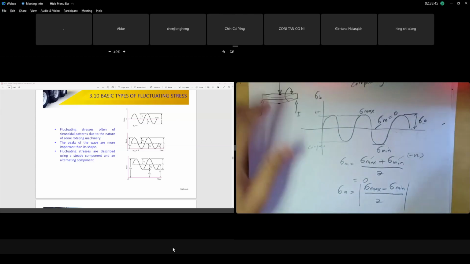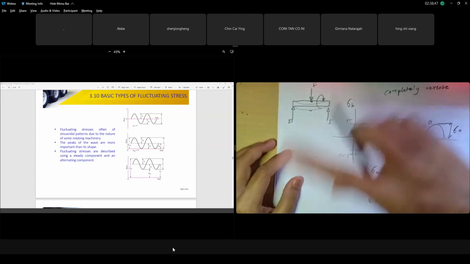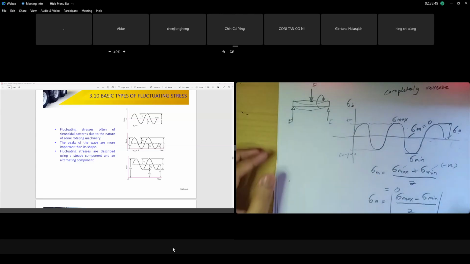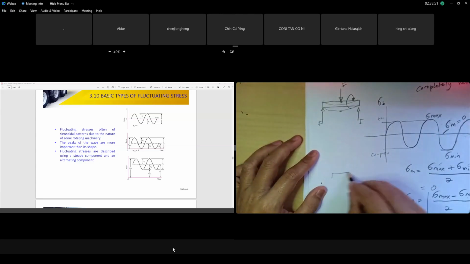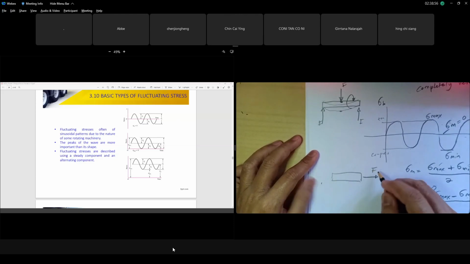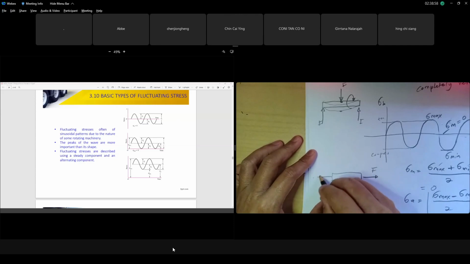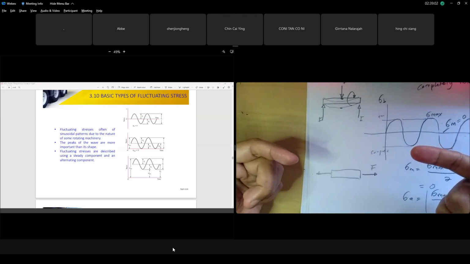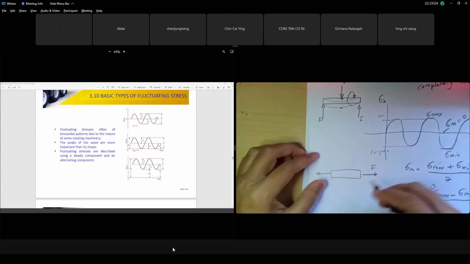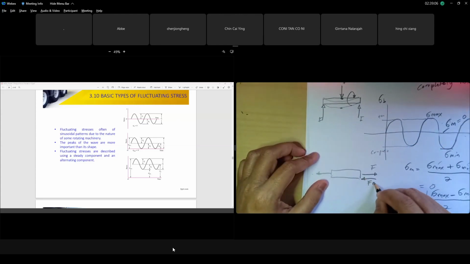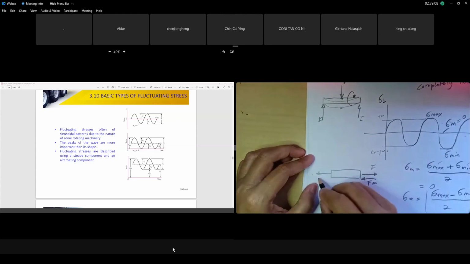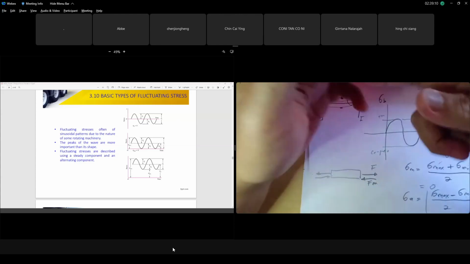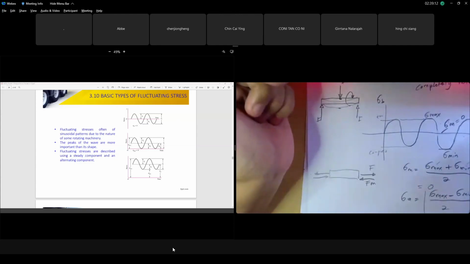Completely reversed, like pure bending where the shaft is rotating. It is not just a rotating shaft. Let's say you have a component with a tension force at one time, and then the next it goes to compression. Some linkages go to the tension side, then go to compression.